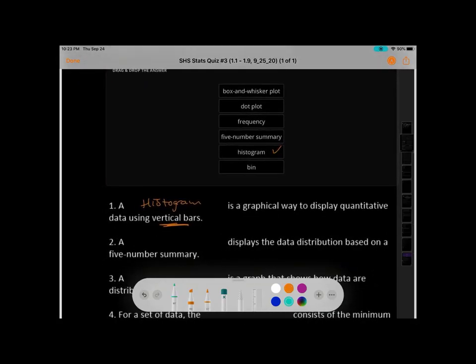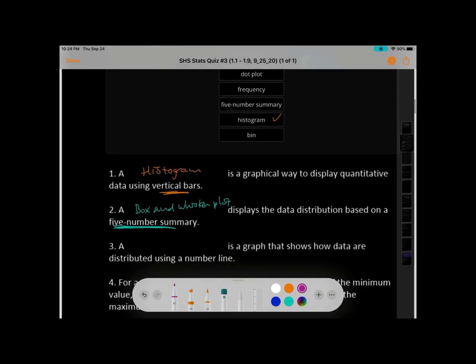A blank displays the data distribution based on a 5-number summary. So the keyword is 5-number summary. This one's also called the box plot, right? So, box and whisker plot.